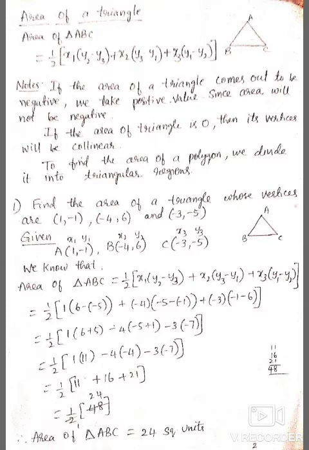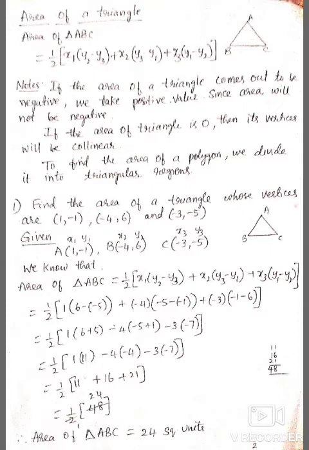Find the area of a triangle whose vertices are (1, −1), (−4, 6) and (−3, −5). So given here A(1, −1), B(−4, 6), C(−3, −5). So here x1, y1 is 1, −1; x2 is −4, y2 is 6; x3 is −3, y3 is −5. Now we know that the area of triangle ABC is equal to half of x1(y2 − y3) + x2(y3 − y1) + x3(y1 − y2).